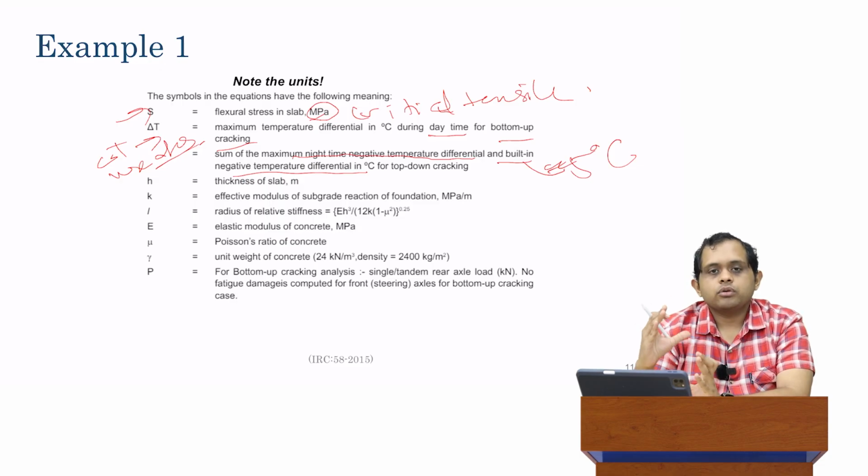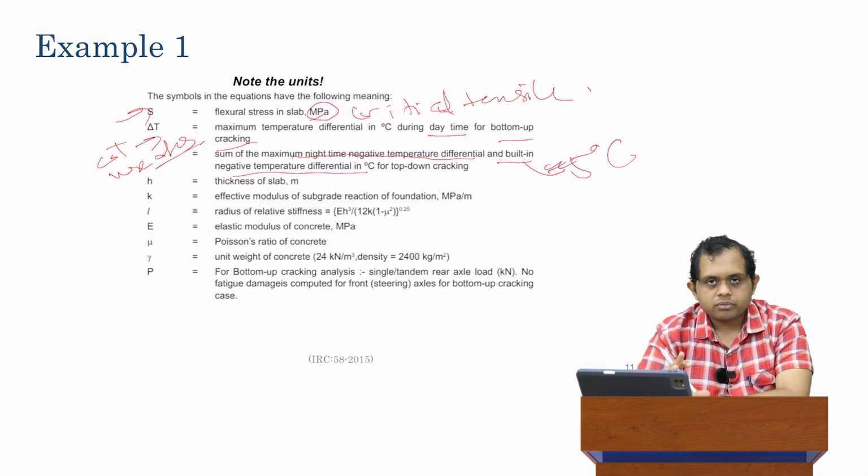But the code, the way these equations were set up, they were based on the absolute value. So again, common mistake, don't make that mistake. Okay, H is the thickness of the slab in meters. Keep this thing in mind. This is again a common source of error.